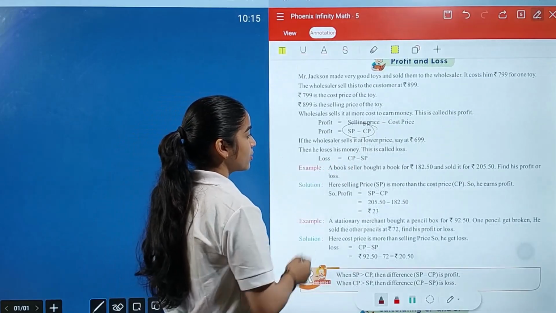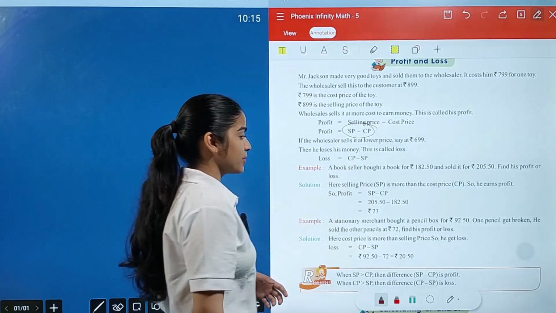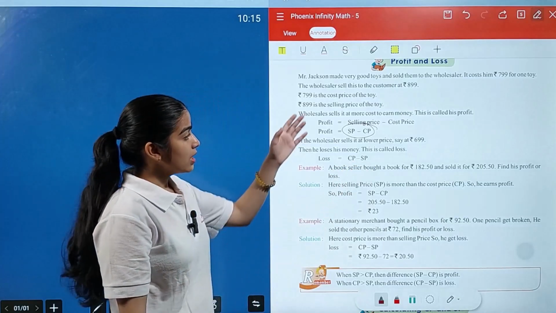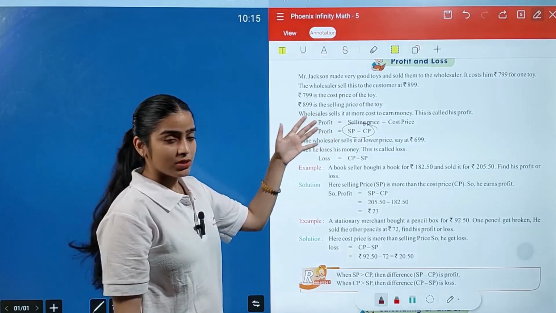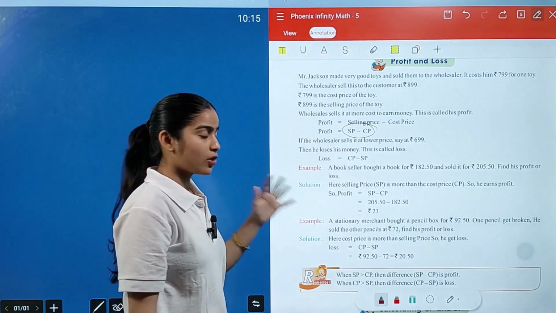If the wholesaler sells it at a lower price, say at $6.99, then there is a loss: cost price minus selling price. So when we subtract cost price from selling price, that is your profit, and if we subtract selling price from cost price, this is your loss.